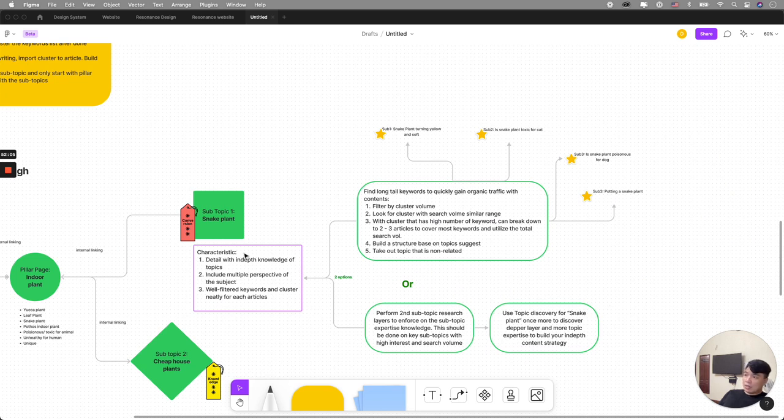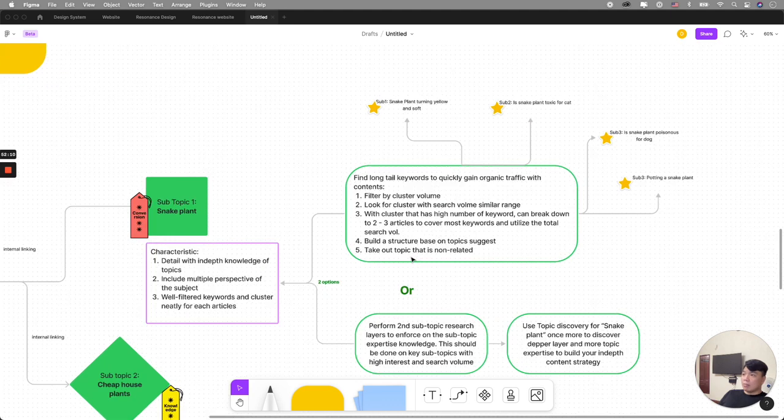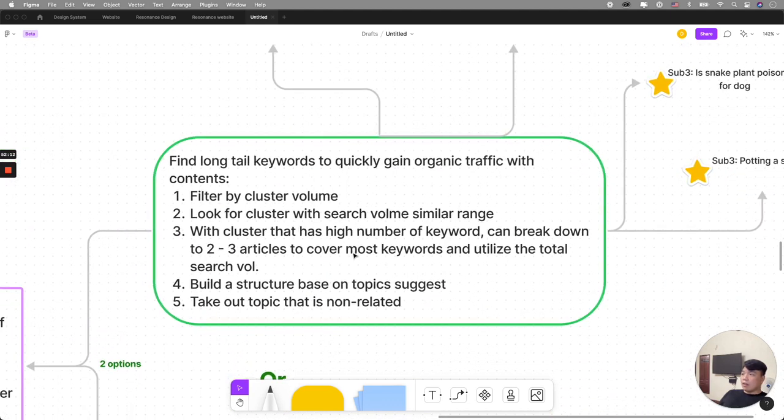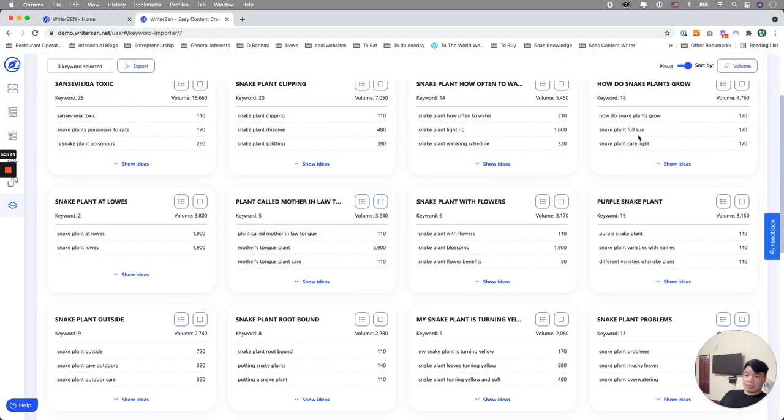So you see, once you get into subtopic, you decide, or you perform second topic research here. But we go on the first one. So find long tail keyword to quickly gain organic traffic with content. First, filter by cluster volume. Second, look for cluster with search volume similar range. With cluster that high volume of keyword can break down to 2 to 3 articles to cover most keyword to utilize the total search volume. Build a structure based on topic suggest, and take out topics that's non-related. So let's look at our subtopics that we want to write about here.